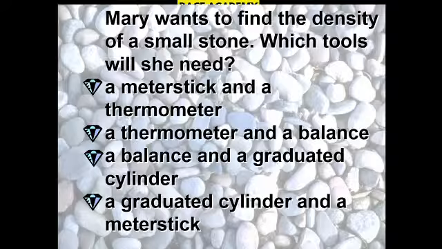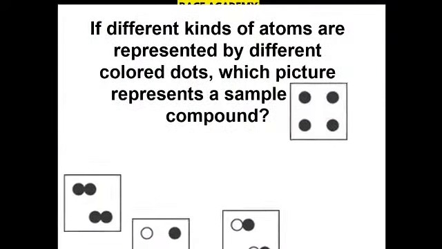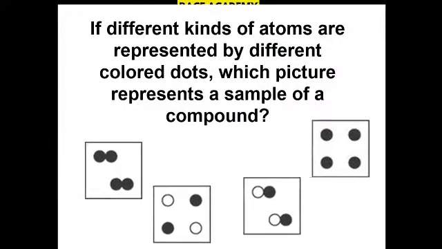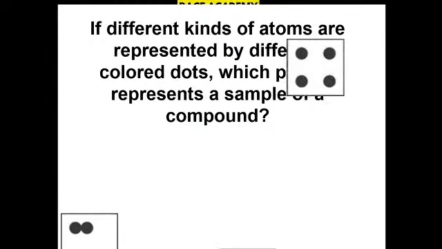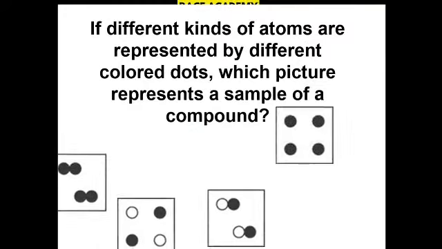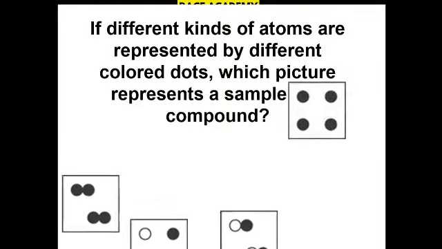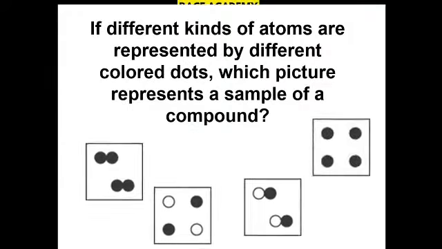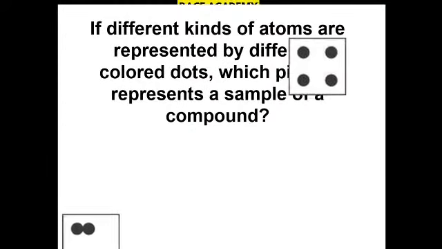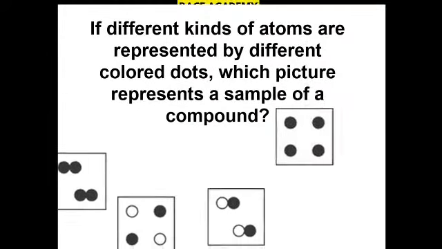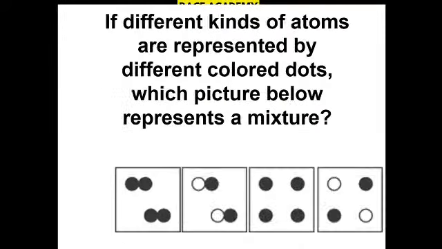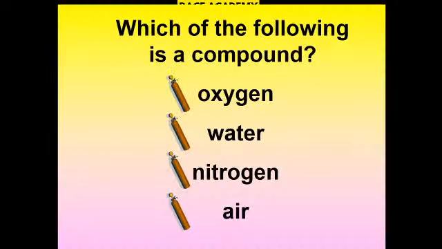If different kinds of atoms are represented by different colored dots, which picture represents a sample of compound? Here also you may have confusion. If the same things are there, they are elements. If different things are there in combination, there is a compound. Then go with the second one.